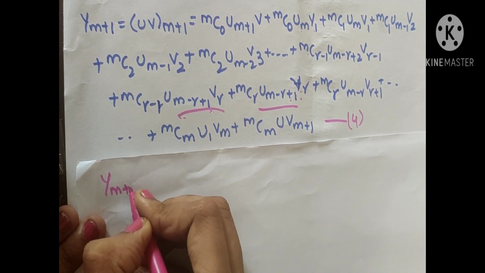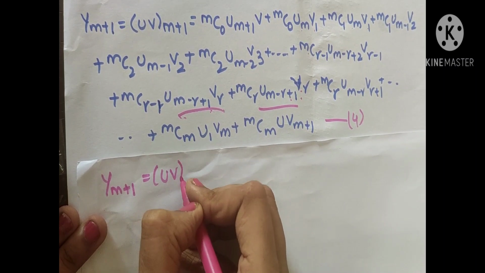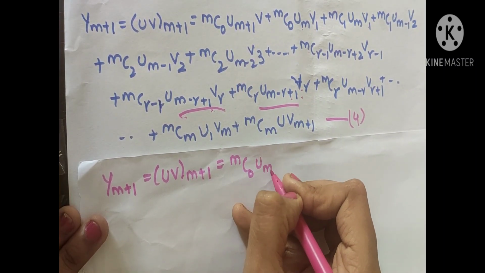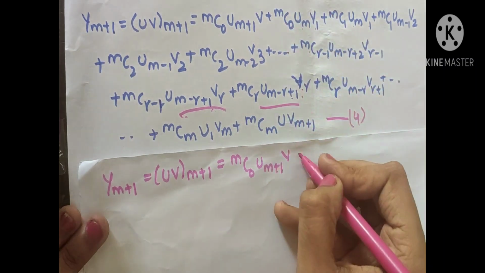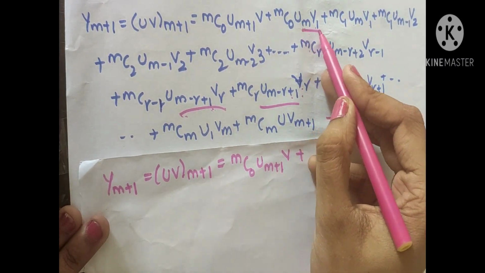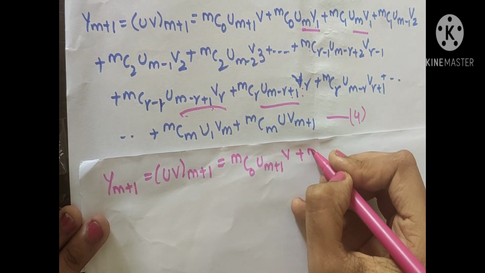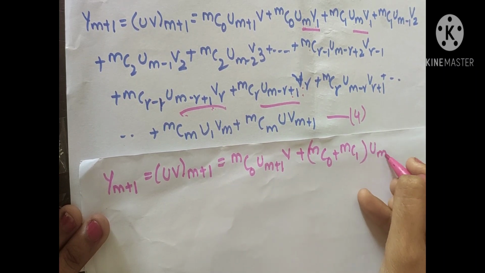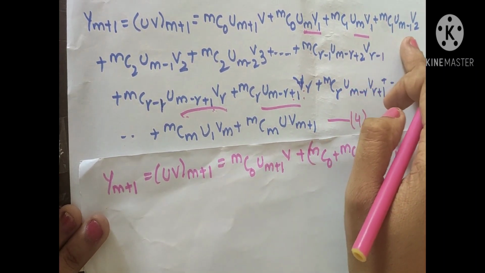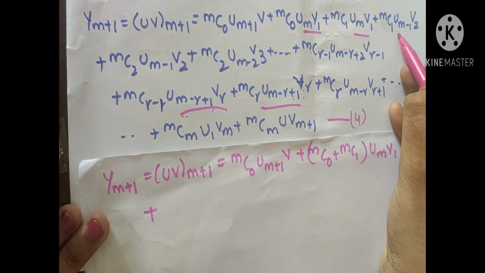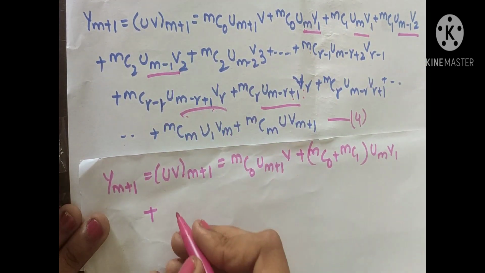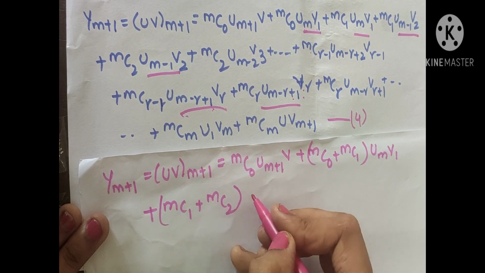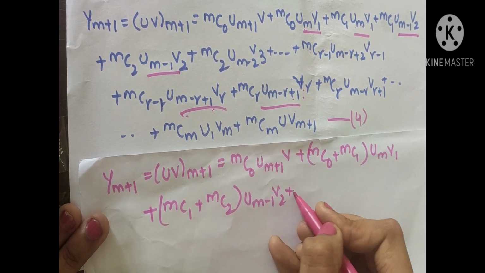So y(m+1) equal to u v^(m+1), that is equal to mC0 u^(m+1) as it is, v as it is. Now there is a common u^m v1, so you can write it as (mC0 plus mC1) times u^m v1, okay. Next term u^(m-1) v2, so (mC1 plus mC2) times u^(m-1) v2. Similarly, so on.